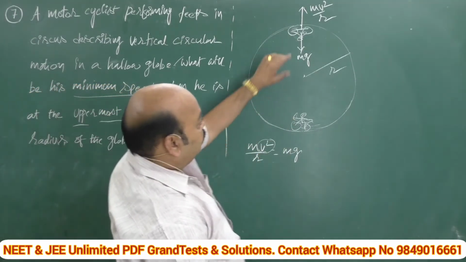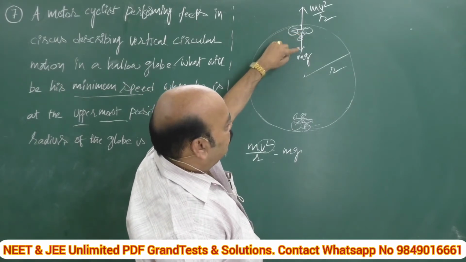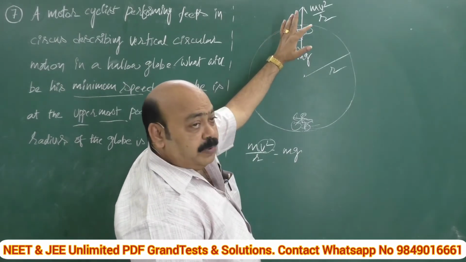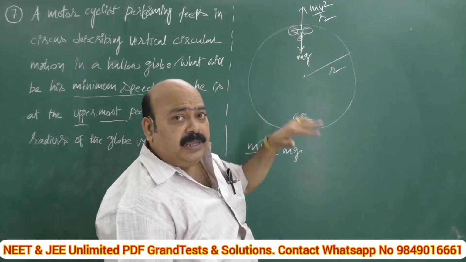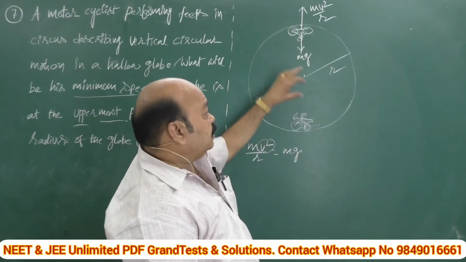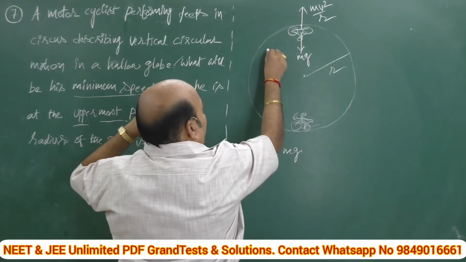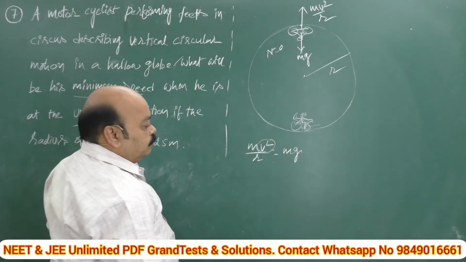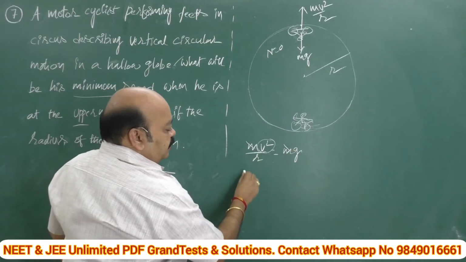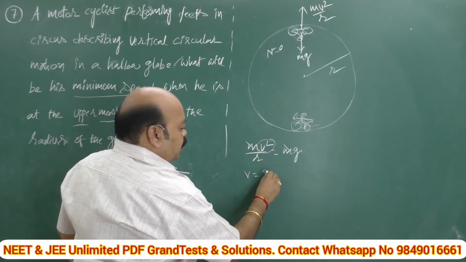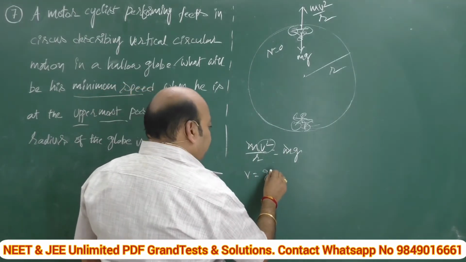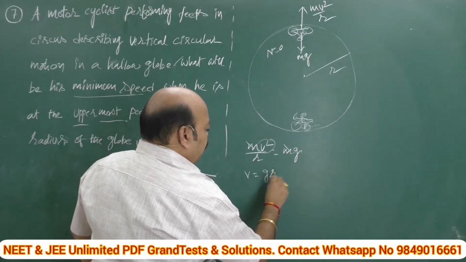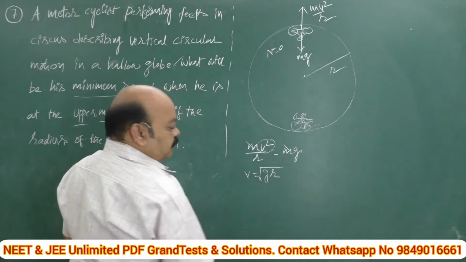At the upward position, what are the different forces that act? Downward mg, upward mv square by r. Of course, there will be normal reaction also. For a minimum case, that normal reaction tends to 0. Otherwise, we have to consider normal reaction also. M gets cancelled, very simple. V is equal to root of gr. That's it, this concept.